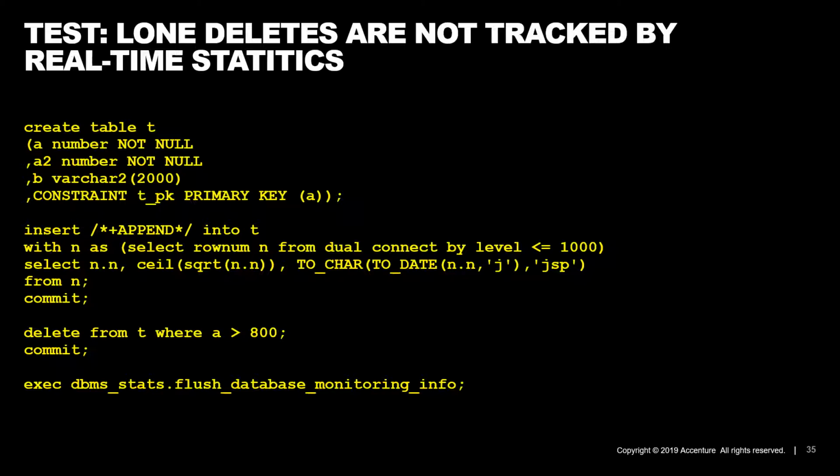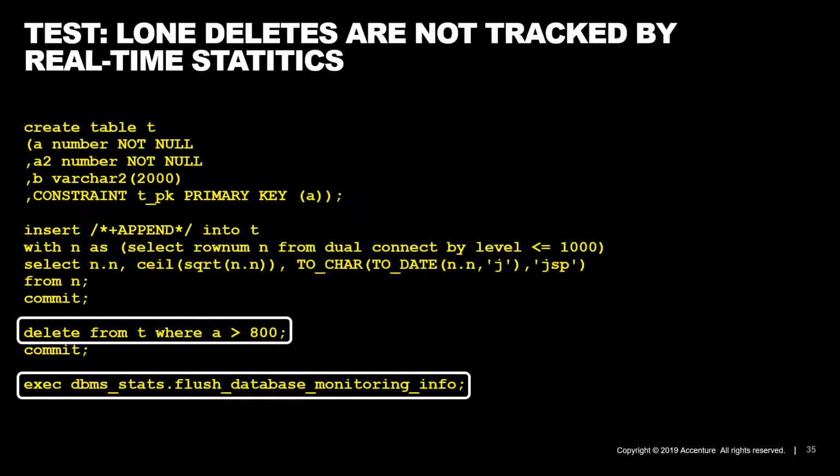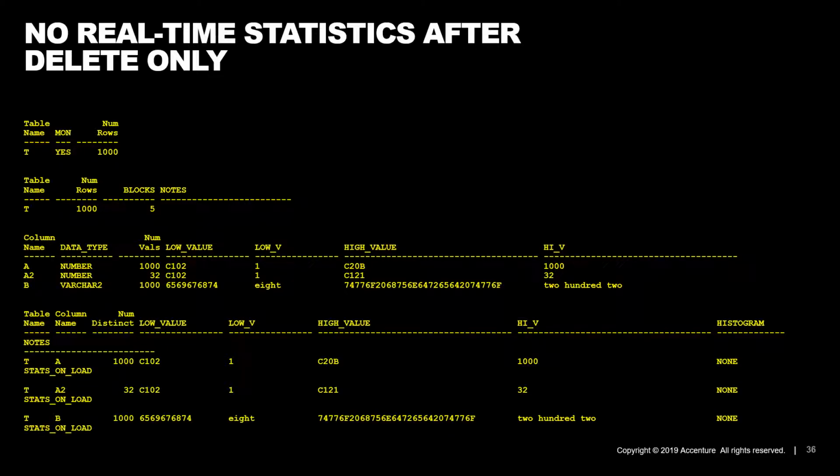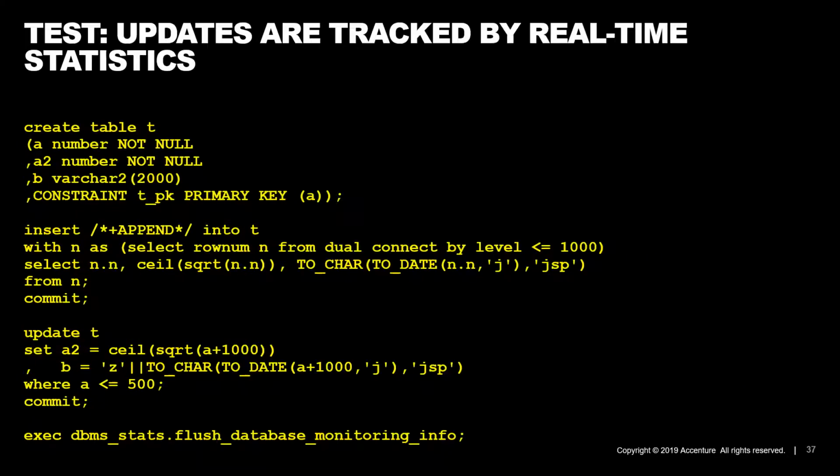There's a few little quirks I've come across while I've been investigating the feature. So here, I'm going to delete some rows from the table and I'm going to flush the monitoring information to disk. I don't get any real-time statistics. So the delete does not appear to be tracked.